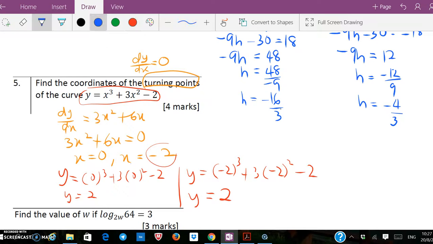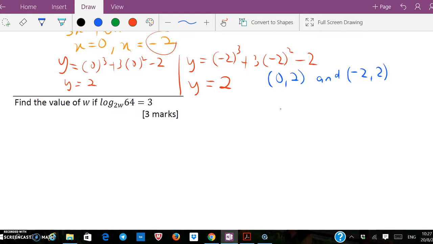So the coordinates in the question are 0, -2, and -2, 2.